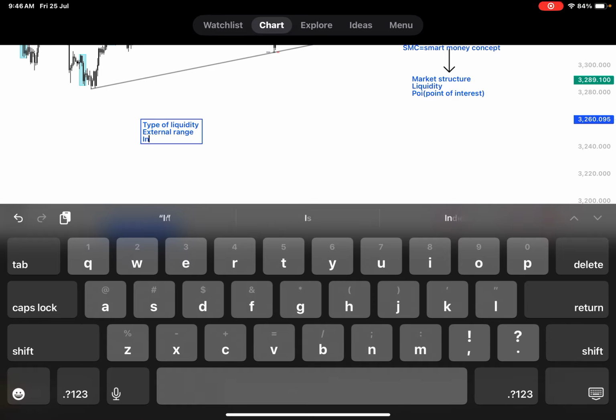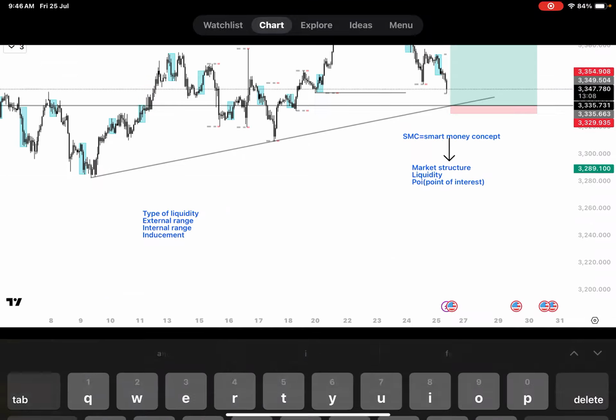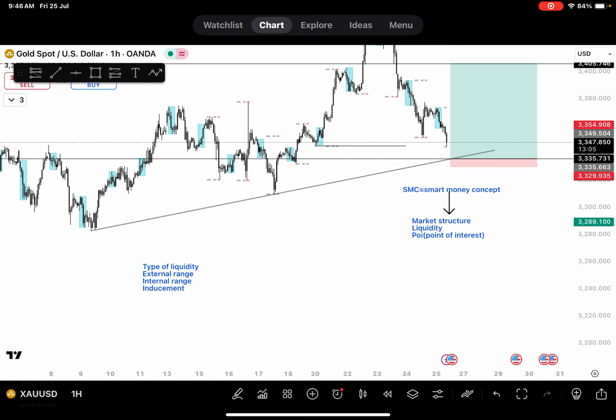We have internal range liquidity. Yes, we have the internal range and the external range liquidity. But I don't know if I'm right, the third one I always put is inducement liquidity, because inducement liquidity is one of the most important liquidity that we use, most especially when we are planning on entering a trade with our strategy. So these are the types of liquidity that we have.